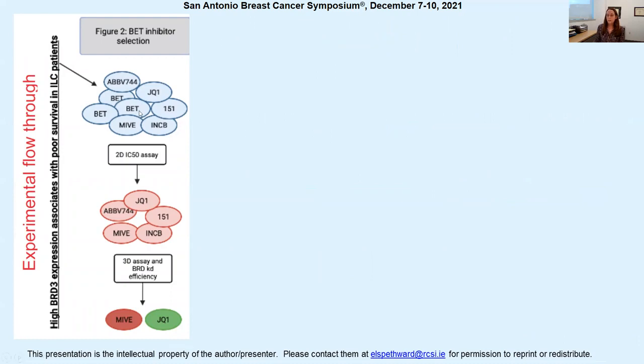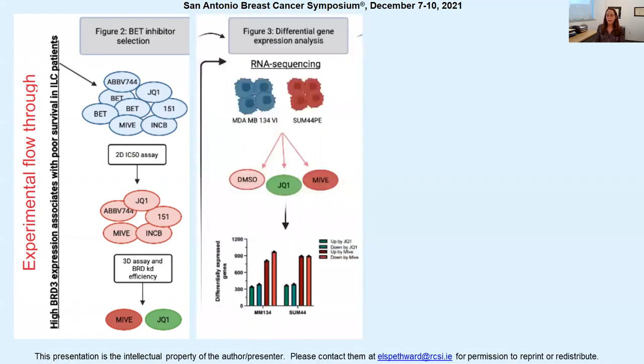They selected a panel of 9 BET inhibitors to study in ILC cell lines. 2D IC50 analysis selected 5 inhibitors, which induced the highest cell death. Of the 5, 3D survival analysis showed mivebresib, or MIVI, and JQ1 achieved the highest cell death. These 2 drugs were thus chosen for further assessment. They then carried out RNA sequencing on the 2 ILC cell lines, MM134 and SUM44, to assess differential expression after treatment with the 2 inhibitors.